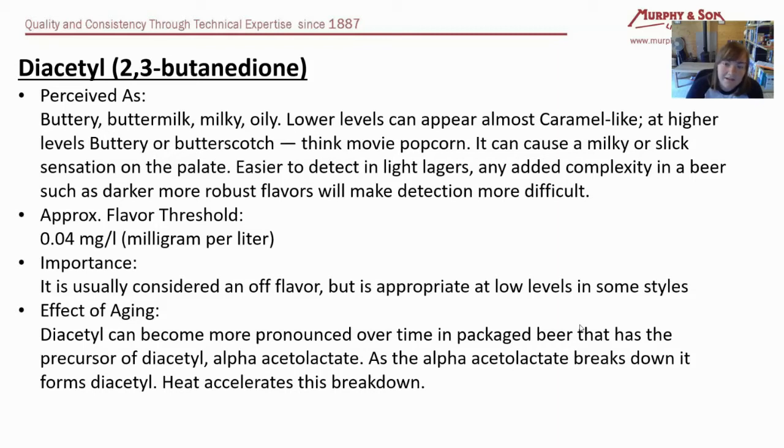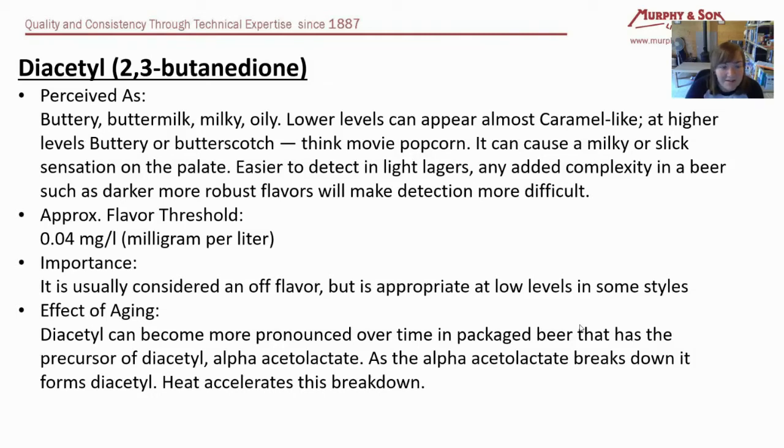And any added complexity in a beer, such as your darker, more robust flavours, like in a stout and a porter, is really going to make detection more difficult. So it's something that you need to think about. The flavour threshold is 0.04 milligrams per litre. And it's usually considered an off flavour, but it is appropriate in low levels in some styles. So obviously, if it's something that you want, then don't try and get rid of it.